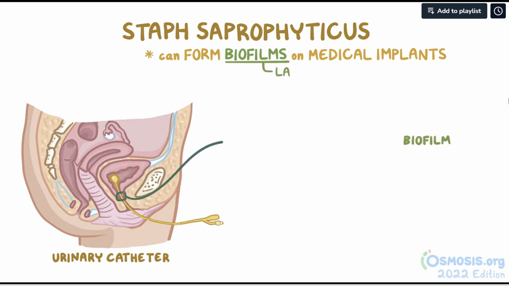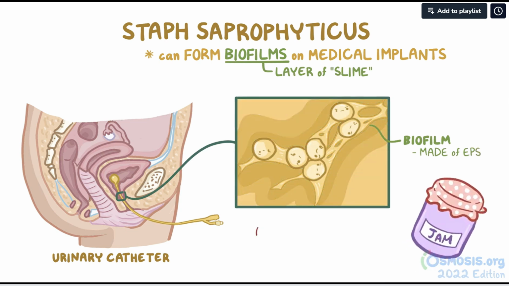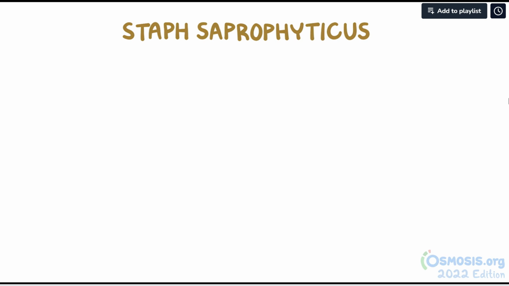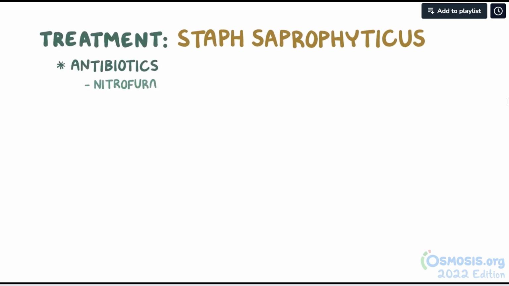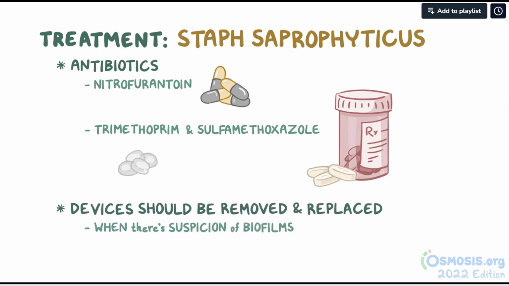A biofilm is basically a layer of slime made of exopolysaccharides, or EPS, where Staph saprophyticus live and reproduce. Comparing a biofilm to strawberry jam, the seeds would be the bacteria and the rest of the jam would be the EPS. Biofilms make it difficult for antibiotics to reach the bacteria, so the infection is more difficult to treat. Staph saprophyticus infections can be treated with antibiotics like nitrofurantoin, or a combination of trimethoprim and sulfamethoxazole. Additionally, indwelling medical devices should be removed and replaced when there's suspicion of biofilms.